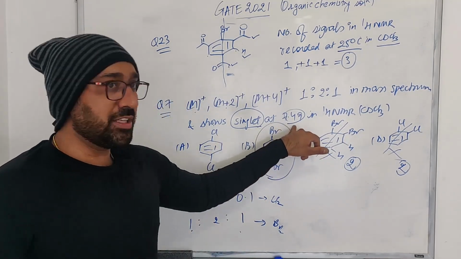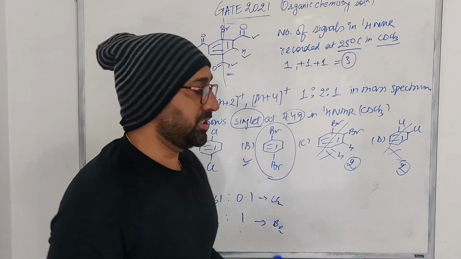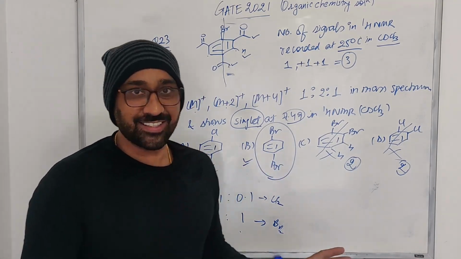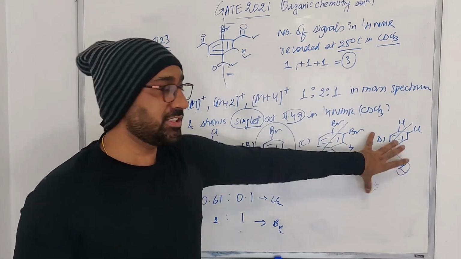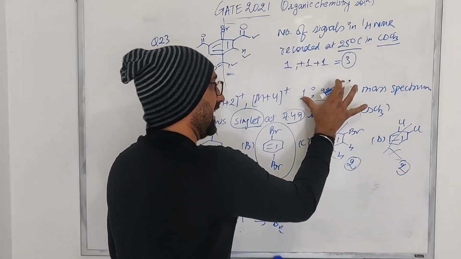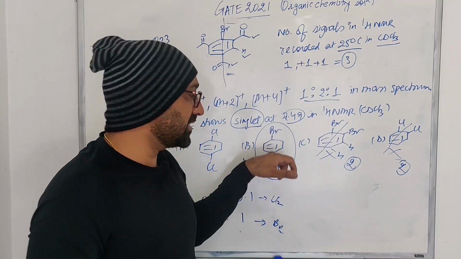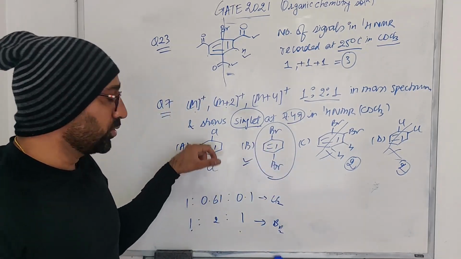Again this value 7.49 does not tell us much. आप इन दोनों को differentiate नहीं कर सकते based on this value, but this singlet is very helpful in getting rid of this data, and this 1 to 1 is very helpful in making sure what we have is 2 bromine atoms rather than 2 chlorine atoms.